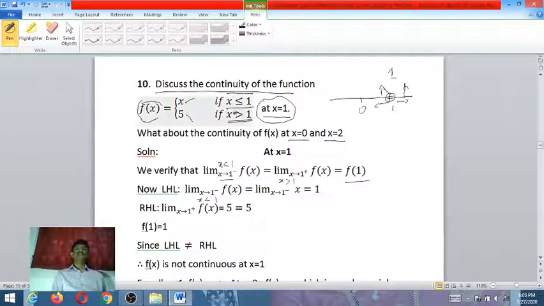Which is the function whenever x is less than 1? f of x takes the value x when x is less than 1. So in the place of f of x you write x here. x tends to 1 minus means this is an attainable limit. Therefore you give the x value equal to 1. That means this is equal to 1.